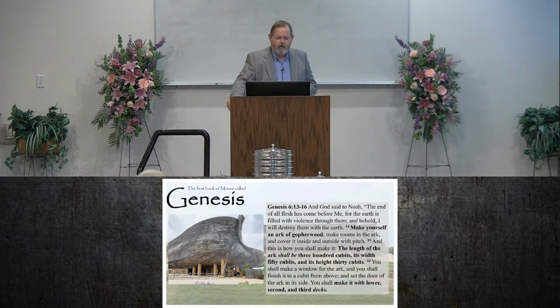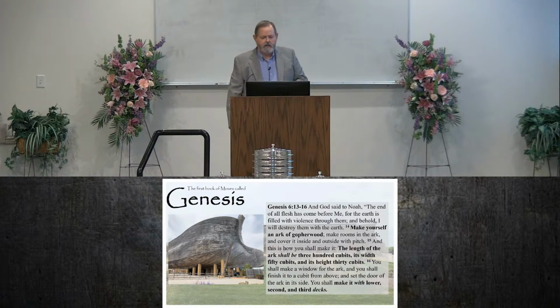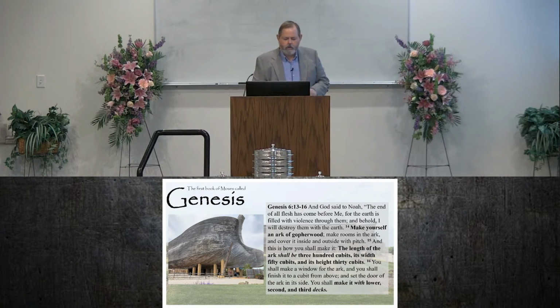He says, make an ark of gopher wood, make rooms in the ark, and cover it inside and outside with pitch. And this is how you shall make it. The length of the ark shall be 300 cubits, its width 50 cubits, its height 30 cubits. You shall make a window for the ark, and you shall finish it a cubit from above, and set a door in the ark in its side, and you shall make it with lower, second, and third decks. And that's kind of where we left off.